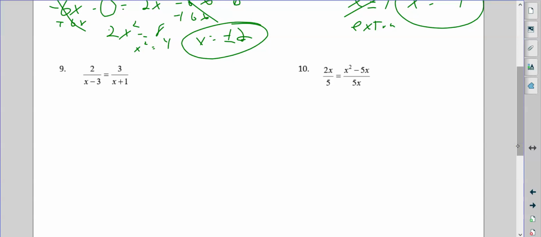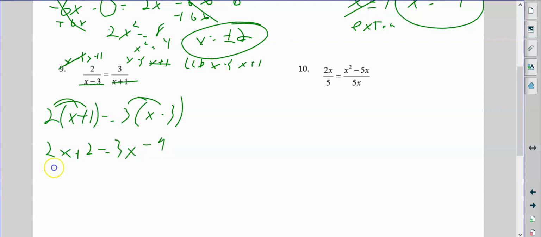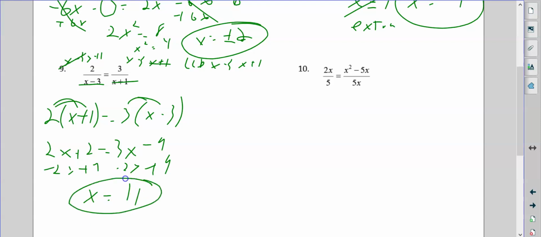Okay, on number 9. LCD for this one is the x minus 3, x plus 1. Going to multiply both sides by x minus 3, x plus 1. Here the x minus 3 cancels. So that leaves me 2 times x plus 1. Here the x plus 1's cancel. That leaves me 3 times x minus 3. Distribute. 2x plus 2 equals 3x minus 9. I'm going to subtract 2x. I'm going to add 9. X equals 11. No problem there. Good to go.